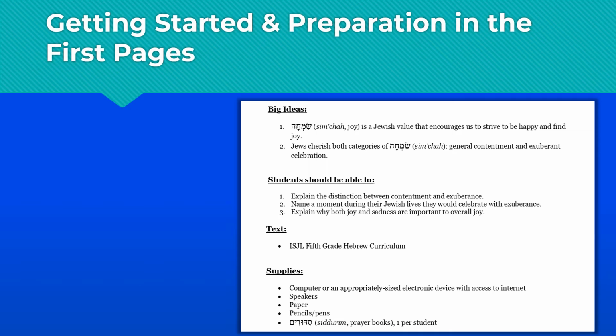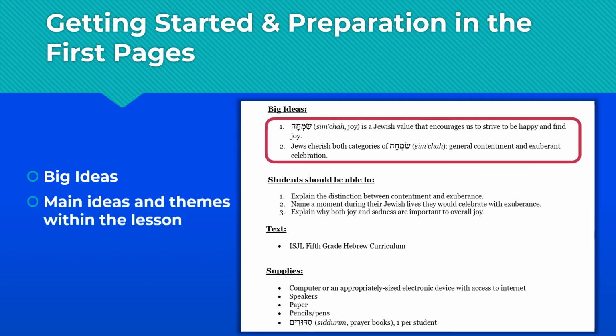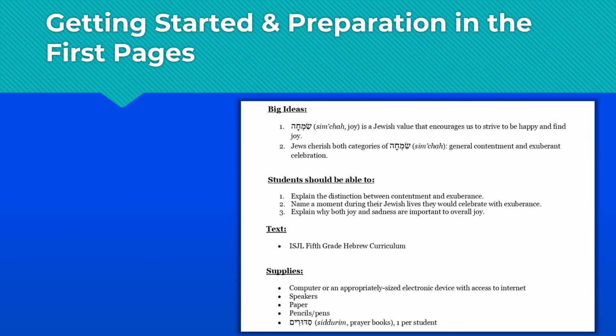The first section you will see on the very first page of a lesson is the big ideas. The big ideas are essentially the thesis statements that we can pull from the lesson, or the main ideas and themes that are the most important within the lesson. Here you see that Lesson 6 from the 5th grade curriculum is about simcha, or joy, and the first big idea mentioned is appropriately simcha, joy, is a Jewish value that encourages us to strive to be happy and find joy.